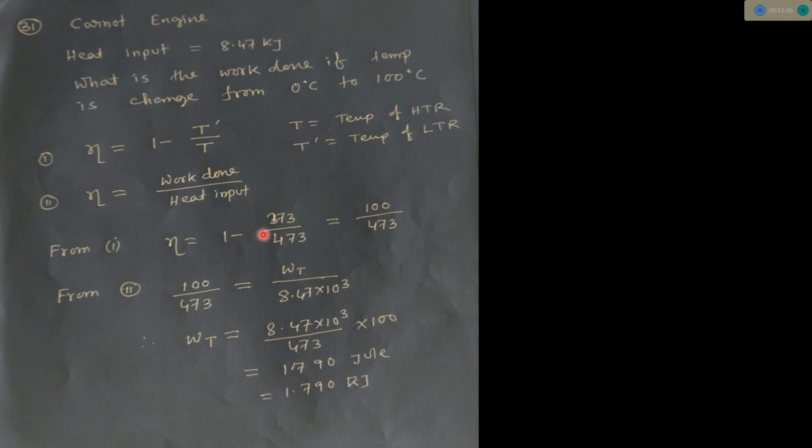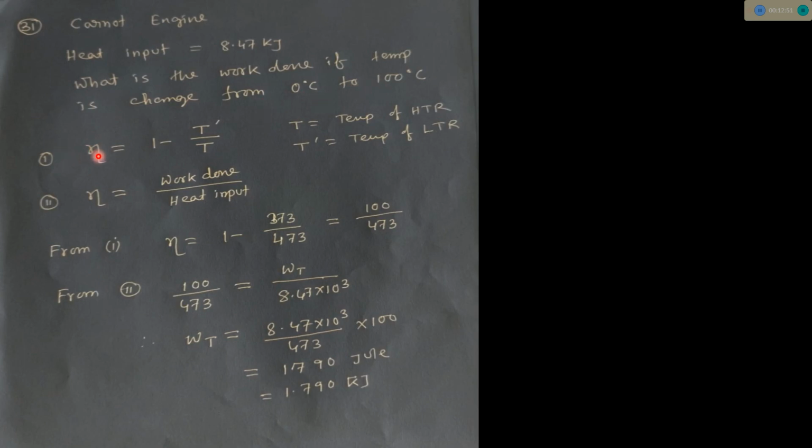So from the Carnot engine, I think 2 or 3 questions. That question we already discussed, how to increase the efficiency of Carnot engines. But I think they asked 2 more questions from Carnot engines this time. One is a simple question where heat input was given. I forgot the exact value, it is like 8.47 or something, but a positive value was given. What is the work done if the temperature is changed from 0 degree centigrade to 100 degree centigrade?